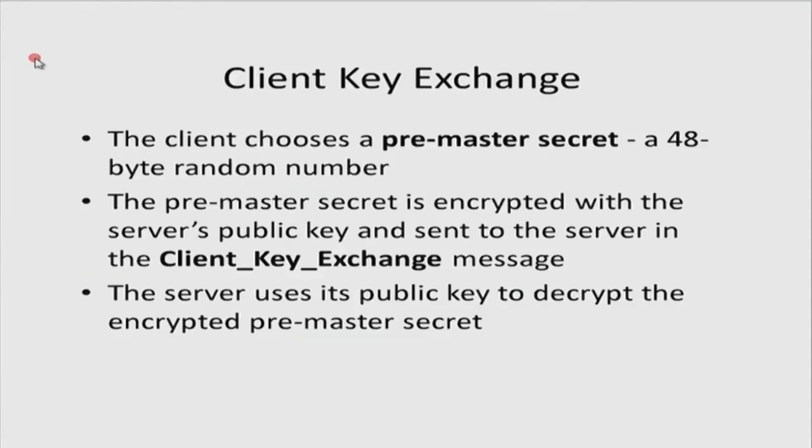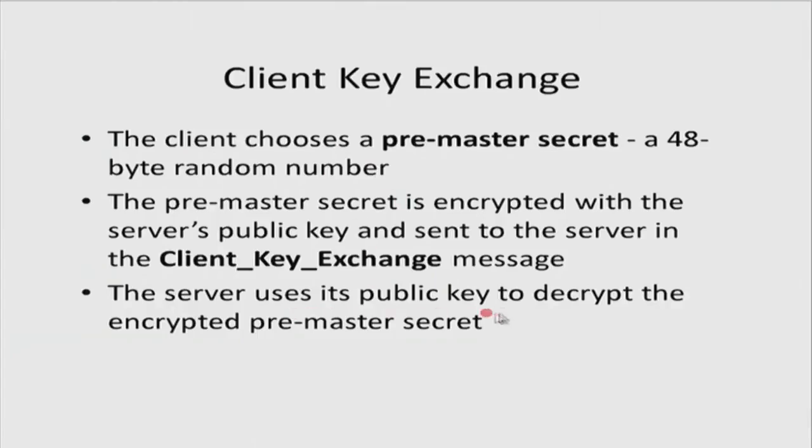So this is the pre-master secret I was talking about, and you can't actually see this in Wireshark because it's going to be encrypted, but it's a 48-byte random number. So the client chooses a pre-master secret, a 48-byte random number. This is encrypted with the server's public key. Notice that the public key was obtained in the server certificate and sent. So the pre-master secret is encrypted with the server's public key, which is contained in the server's certificate, which was sent to the client, and this encrypted thing is sent to the server in the client key exchange message.